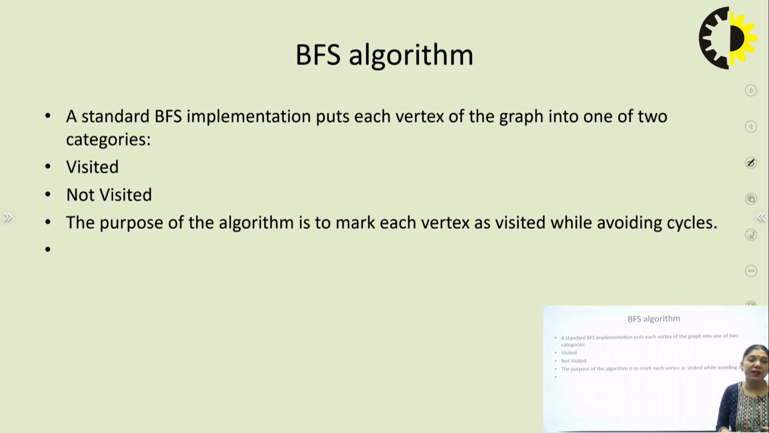The implementation puts each vertex of the graph into one of the two categories. The first one is the visited and the second one is the not visited. इन दो कैटेगरीज में हम इनको रख के चलते हैं. The purpose of the algorithm is to mark each vertex as visited while avoiding cycles. हम visited में रखेंगे और कोशिश हम ये करते हैं कि हम cycles को ना बनाएं.